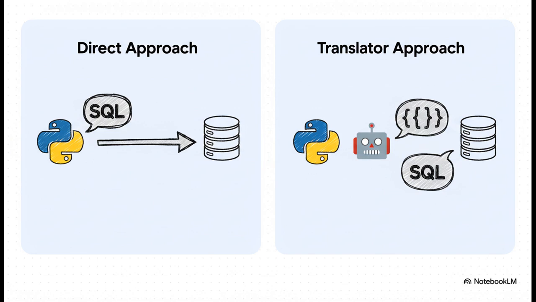First, there's what I call the direct approach. You roll up your sleeves, you learn the database's native language, which is usually SQL, and you speak to it directly. Or you can use the translator approach. You just keep speaking Python, your native language, and you hire a special tool to do all the translation for you. Let's break down what that really means.